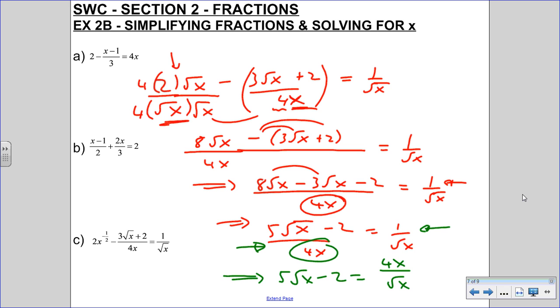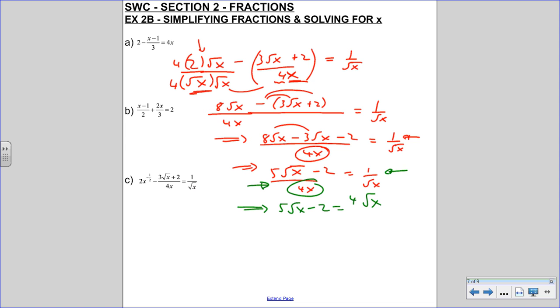Well, this goes with our indices work. Root x is the same as x to the half. So x divided by x to the half is the same as x to the 1, take away a half. So this is root x, you see? And then we can just put all the root x's on one side. So 5 root x take away 4 root x, that's root x. All the numbers without an x in it on the other. And we have now root x equals 2.